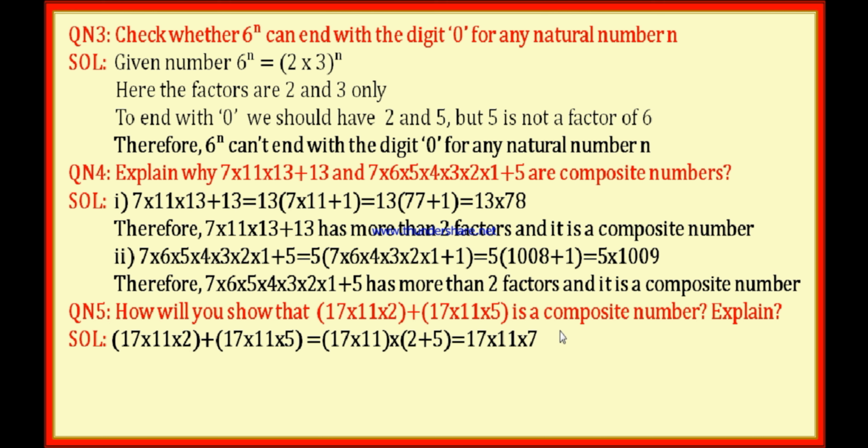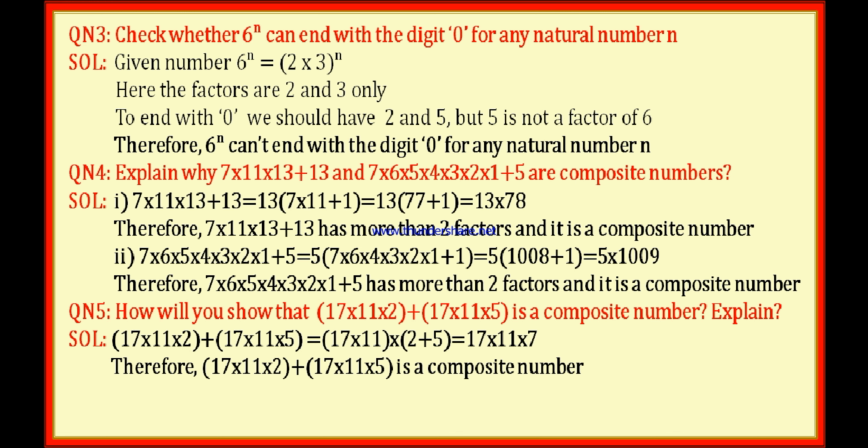For this, 1 is a factor, 7 is a factor, 11 is a factor, 17 is a factor. How many factors? Good. There are more than 2 factors. Since the given number has more than 2 factors, it is a composite number.